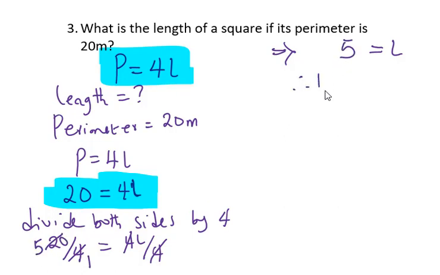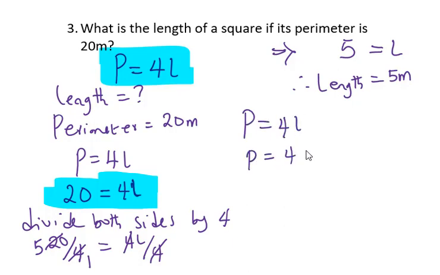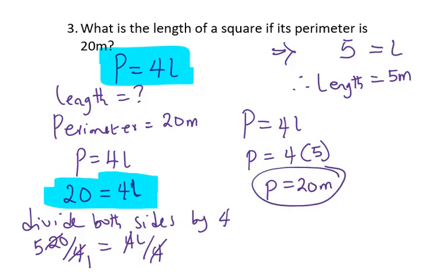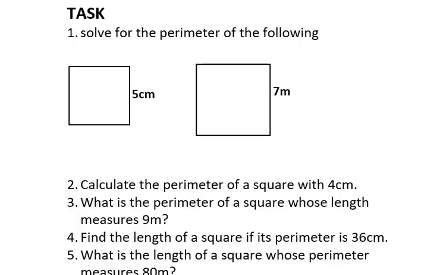So therefore L, which happens to be the length, is equal to 5 meters, and we are done. So divide both sides by the coefficient and you just fix that. Now if you want to check if you solved correctly, let's bring the formula again. We said perimeter is equal to 4L, and 4 brackets, what is the length? We said it's 5. 4 times 5 is what? 20. You see, it makes sense. So it means we solved correctly.